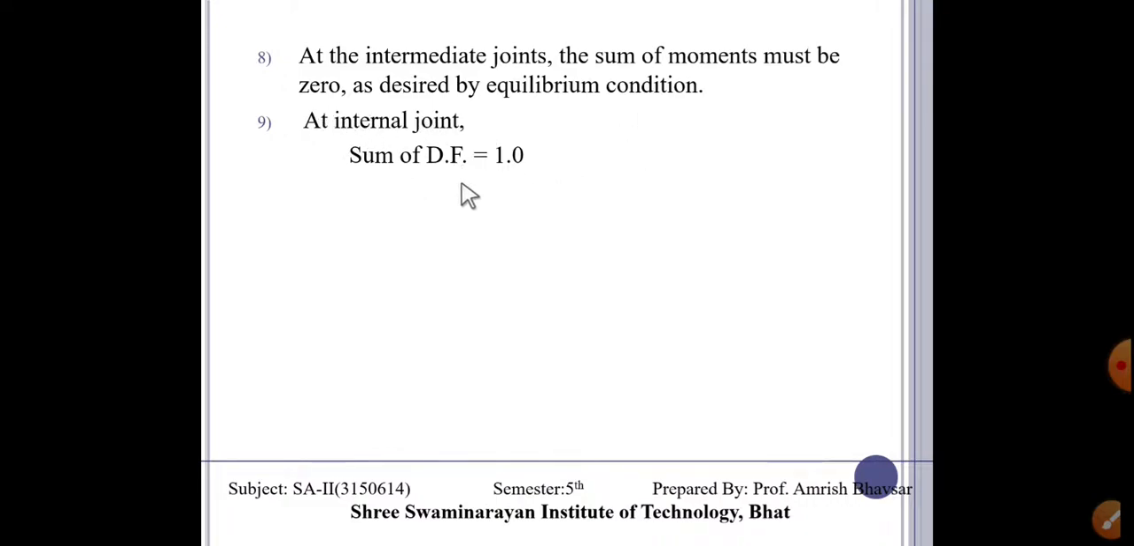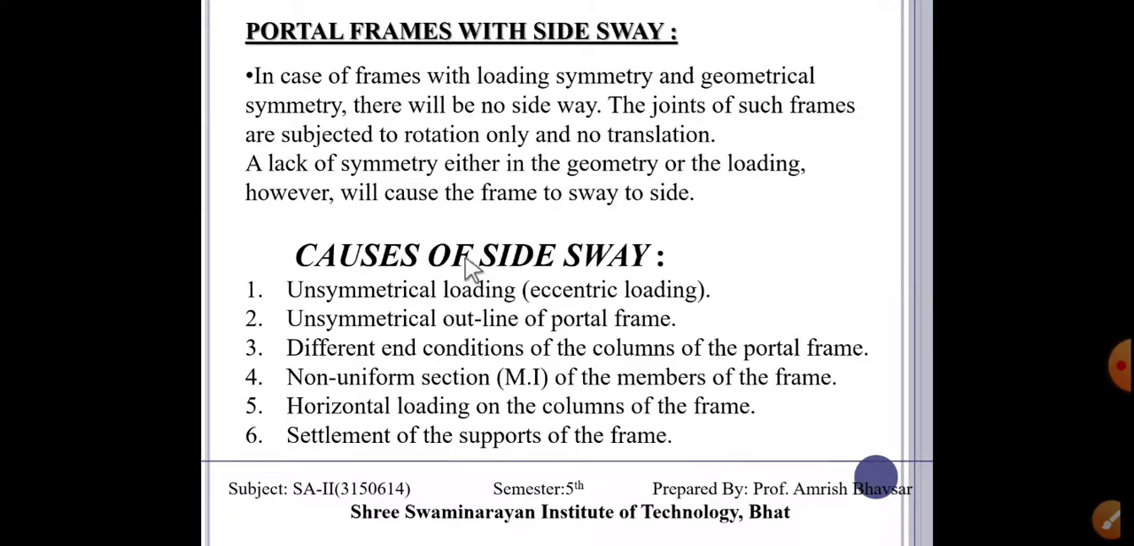At an internal joint, the sum of distribution factors is 1. This is the most important point. Whenever we are talking about some joint, the sum of the distribution factors must be 1. Suppose we are talking about joint B: the B to A distribution factor is separate, and the B to C distribution factor is separate. But the sum of those distribution factors must be 1.